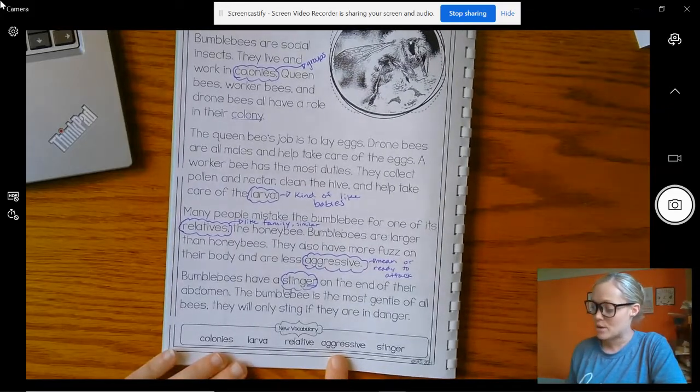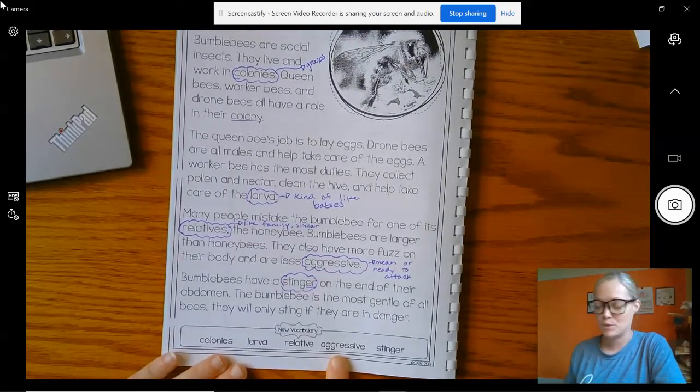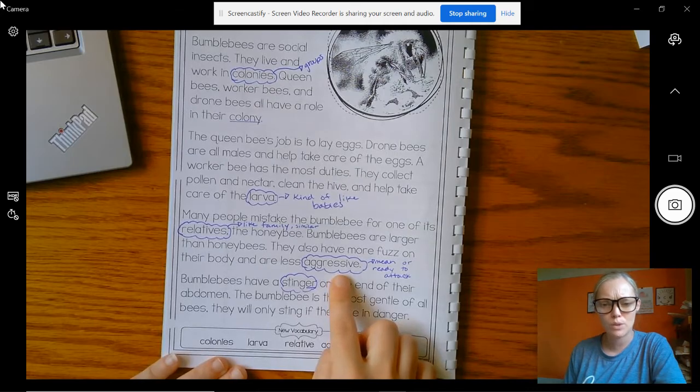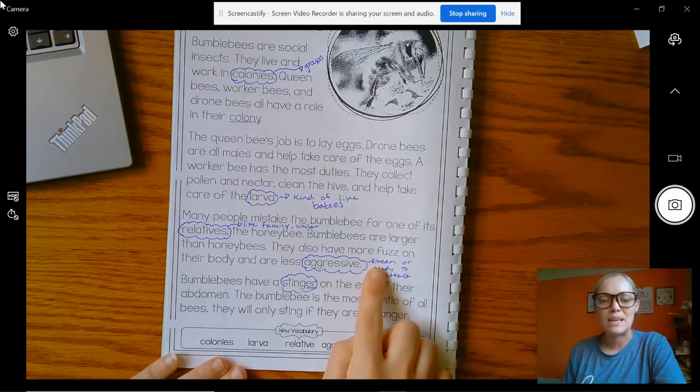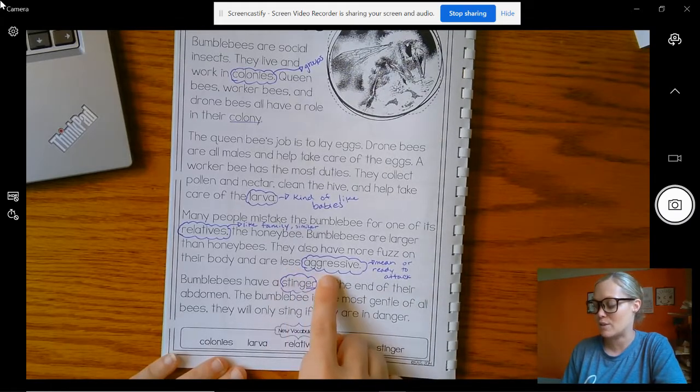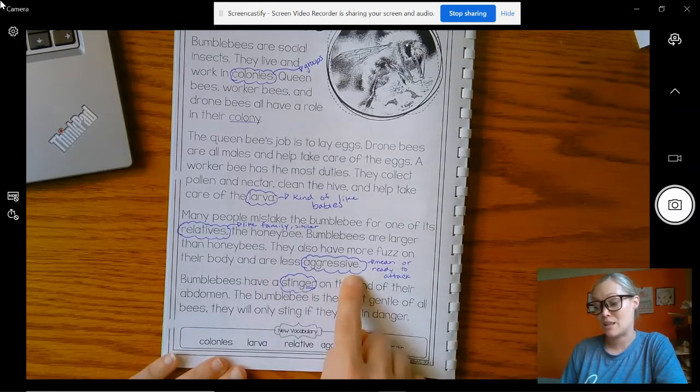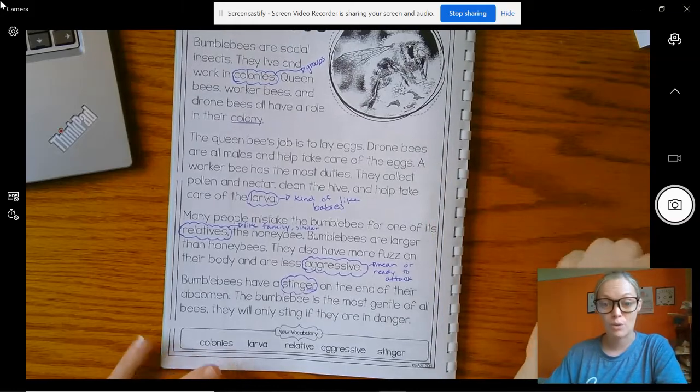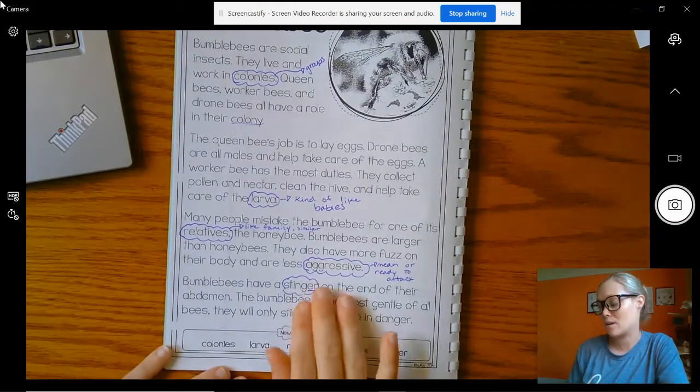And then we have the word aggressive. You say aggressive, and we learned about this word earlier too. It's like mean or ready to attack. So this is less aggressive. So I'm thinking that they're not as mean or they're not ready to attack.